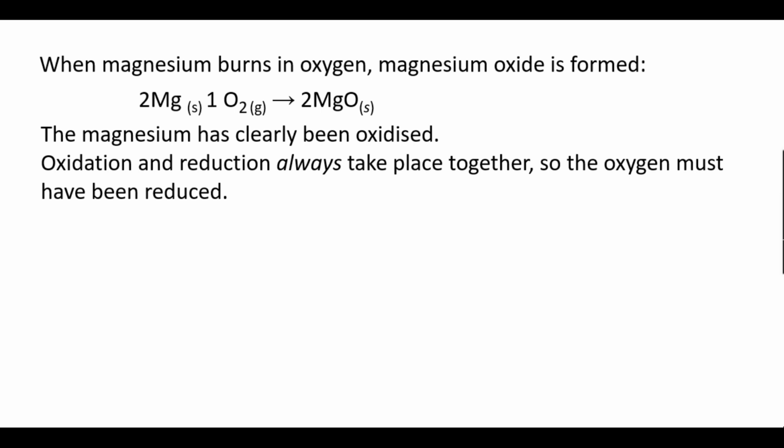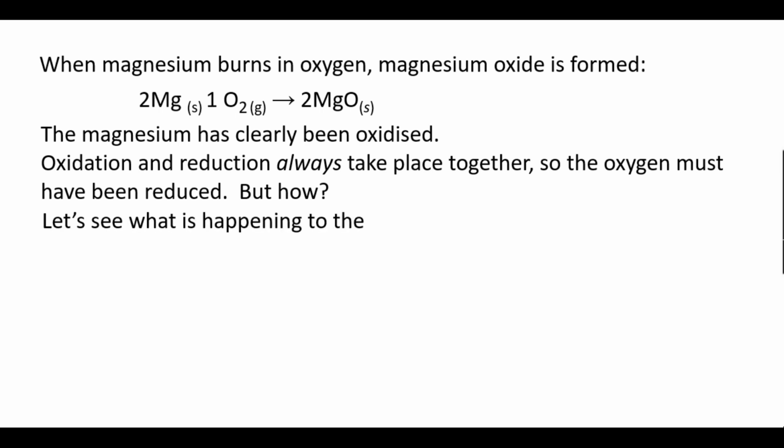So in this context we can say oxidation and reduction always take place together. So the oxygen must have been reduced in this reaction. But how can we say that? So let's see what is happening to the electrons.